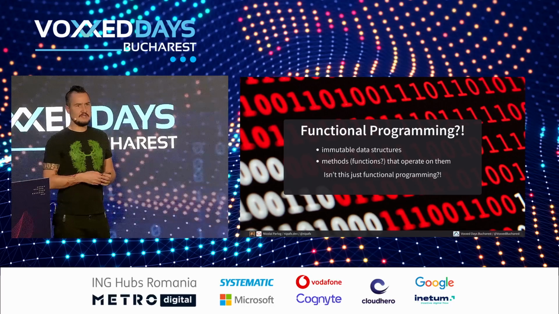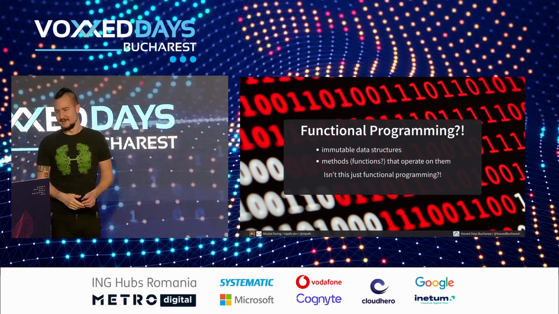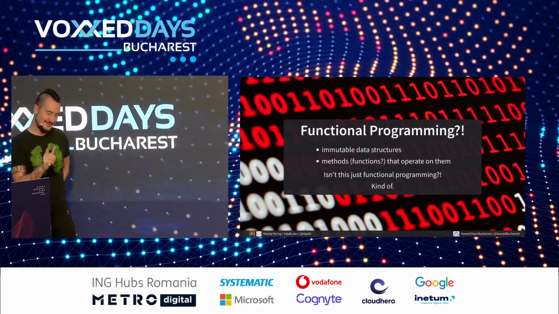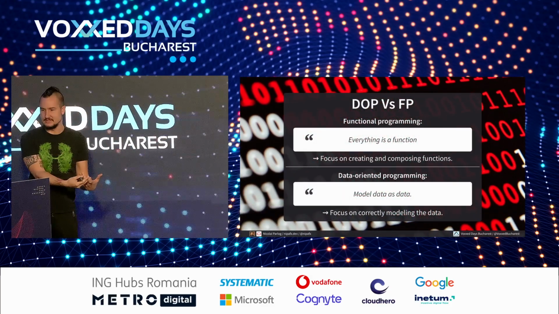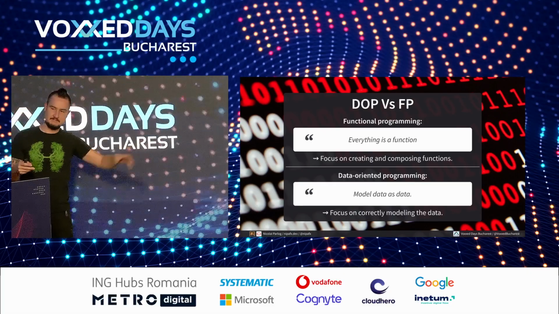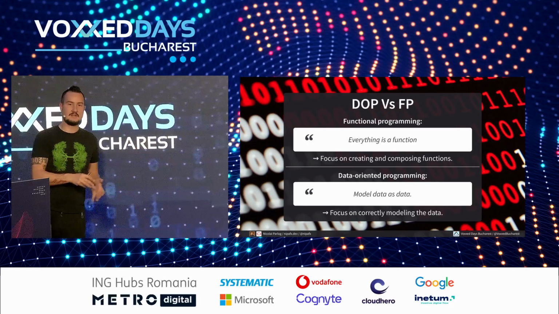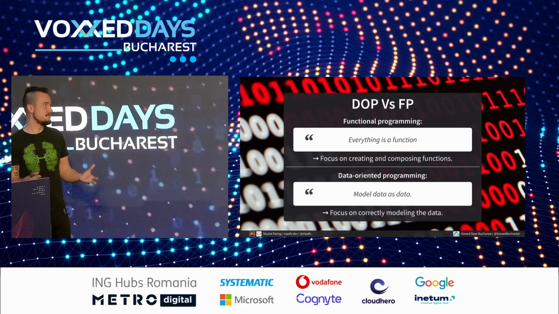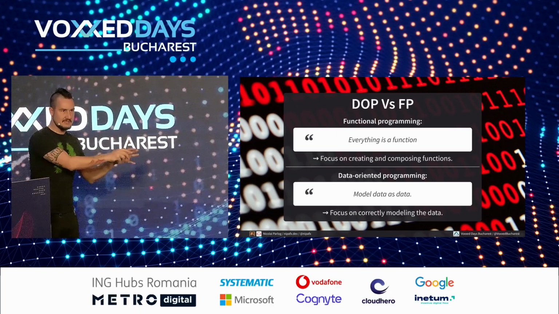Now, who thought, isn't this functional programming, this entire talk? Okay, a few. Isn't this basically that? Yeah, a bit. It's not quite the same though. Functional programming says everything is a function. You focus on creating and composing functions that operate on data. In data-oriented programming, you model data as data and write the functions that operate on them. So that will lead you to very similar situations in many cases, I presume, because I've not used either of those extensively, but that makes sense, right? But the focus is on something else.